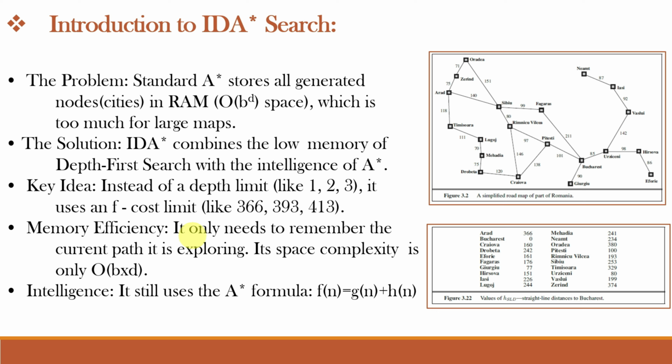And because it works like a depth search, it only needs to remember the current path it is exploring. This brings down the space complexity, or memory, from a giant exponential number to a very manageable order of b times d. And even though it is saving memory, it is just as smart as A star search. It still uses our favorite formula of A star, that is f(n) = g(n) + h(n), and it makes sure it is always heading towards our goal efficiently.